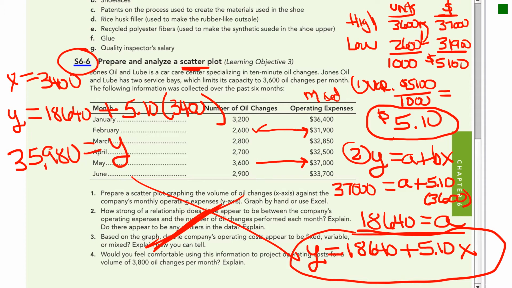Now, this whole answer that I just showed you is actually the answer to exercise S6-7, which is on the next slide. All it says is to use this data and the high-low method to get your cost equation and then make the prediction for 3,400 oil changes.